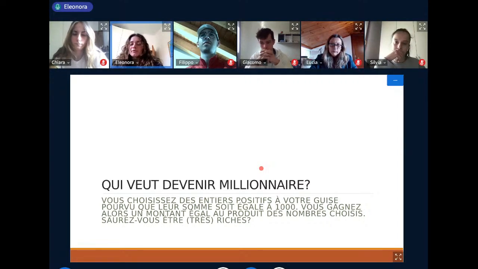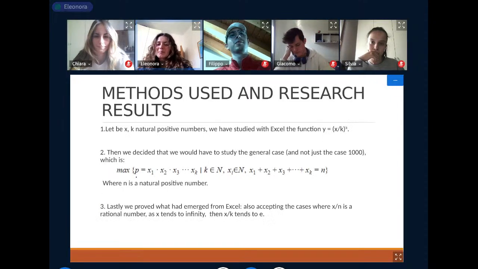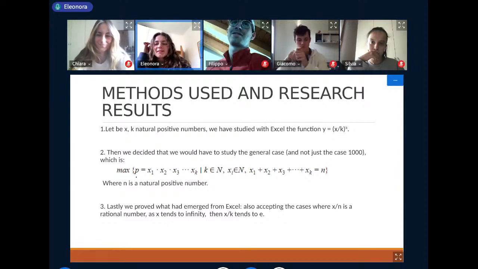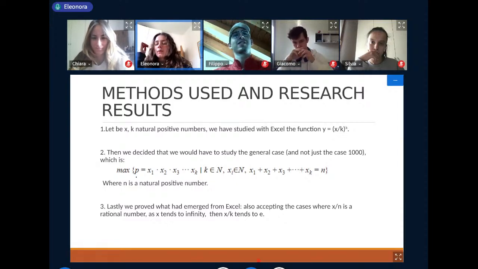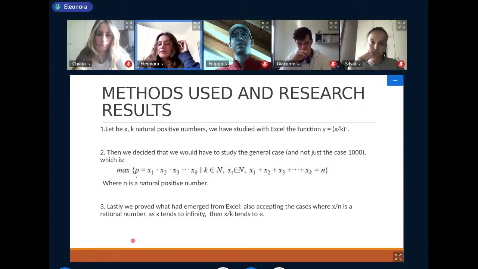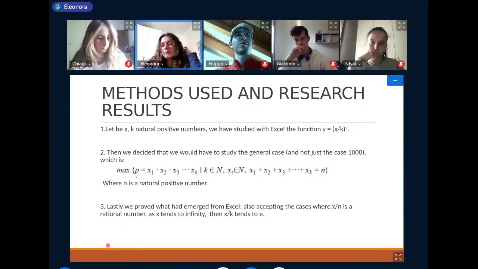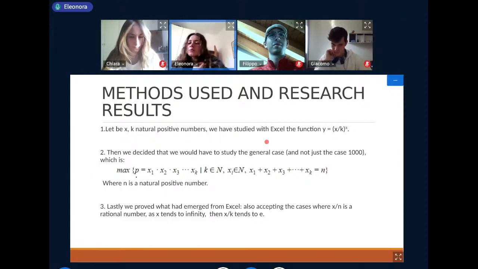We used some different methods, and through some research, we made 3 initial considerations. The first one, we considered 2 numbers, n and k, natural positive, and we started with Excel with this function that is written here.